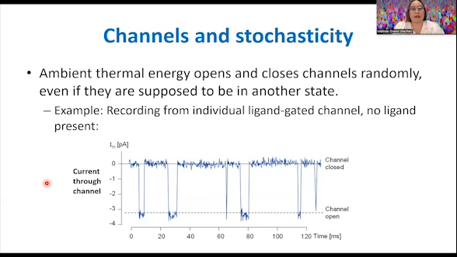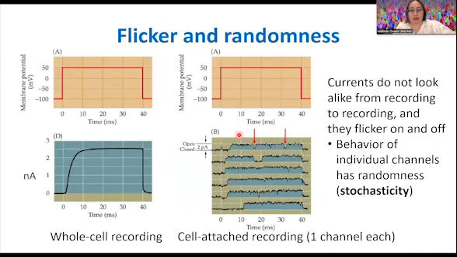And of course, the heat affects the molecules that are part of the channels as well. And so this energy opens and closes channels randomly, even if they're supposed to be in a different state. So we see that here with these channels, they are supposed to be open at positive 50 millivolts. These are voltage gated channels, so these channels are supposed to be open.